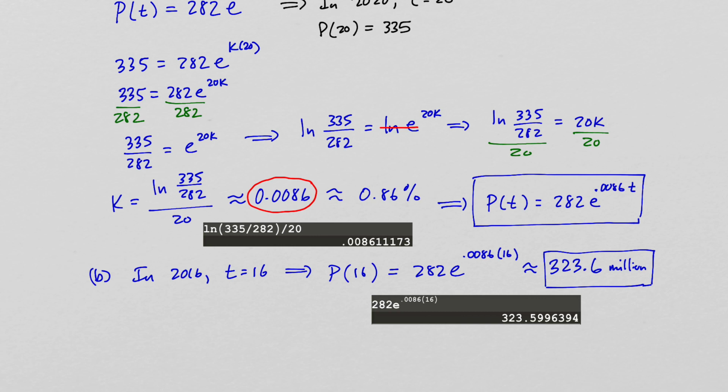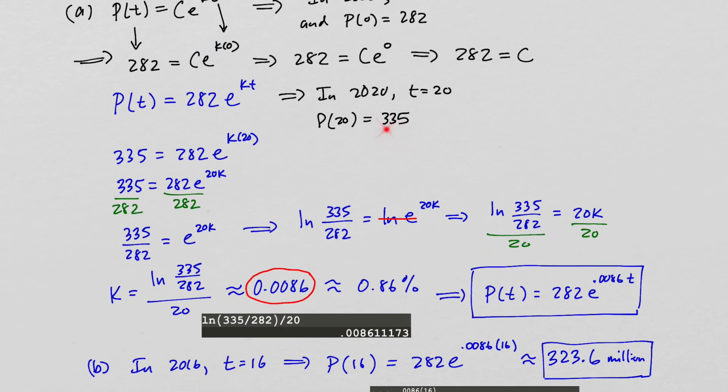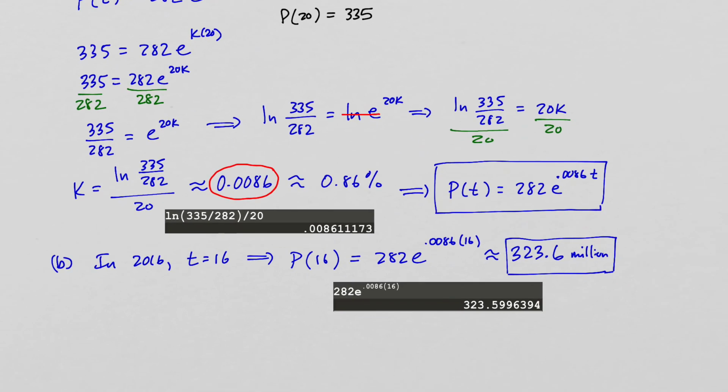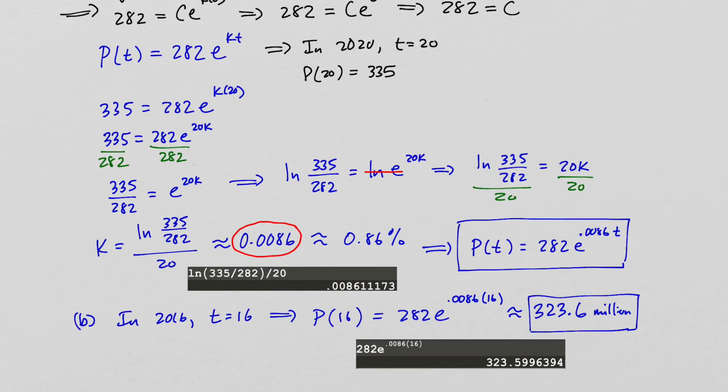And that kind of makes sense, right? Because in the year 2000, we start with 282 million people. And then we know that in 2020, we will have 335 million people. So in 2016, we're not quite to 335 million people. And you can see that this number that we got here does seem to make sense in that regard. So again, this is an extremely useful model. We're modeling exponential growth here. Yes, populations of people grow exponentially.